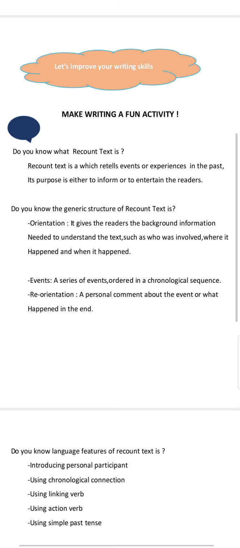So what is the reorientation? The reorientation is a personal comment about the event or what happened in the end, like conclusions.